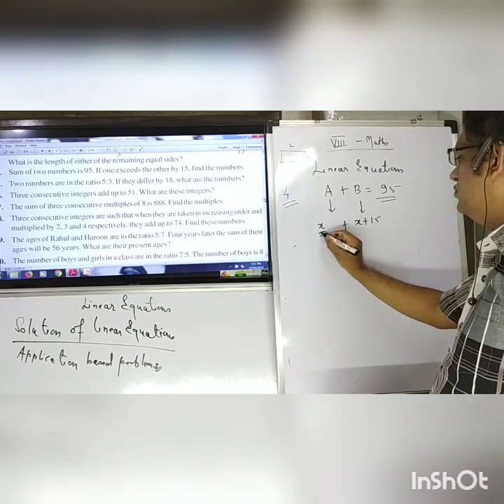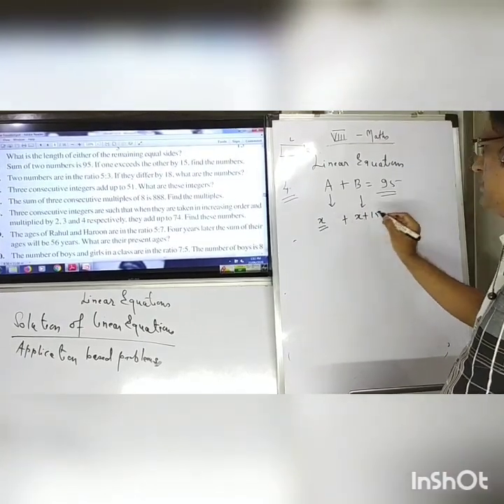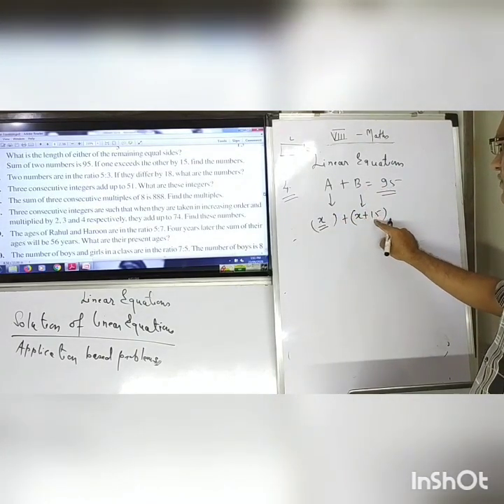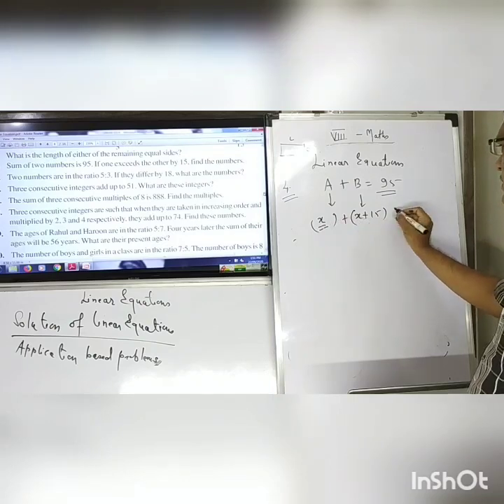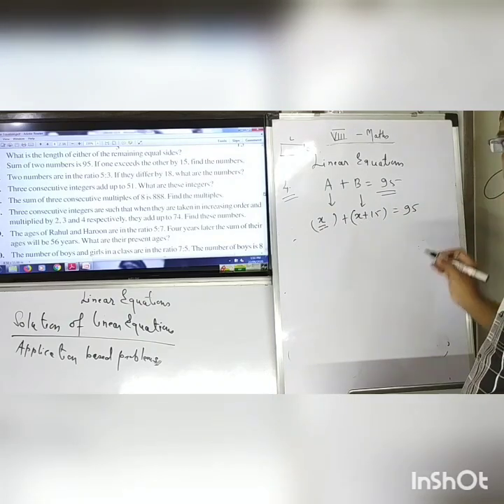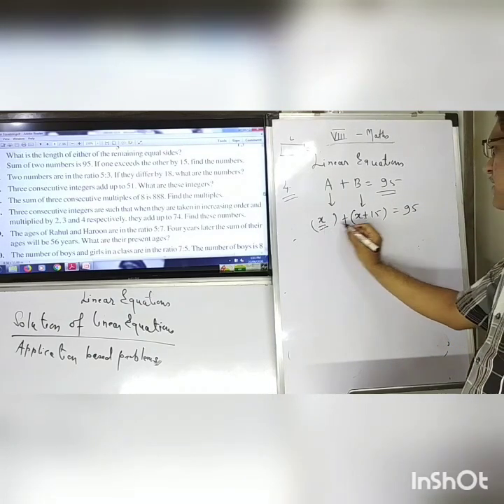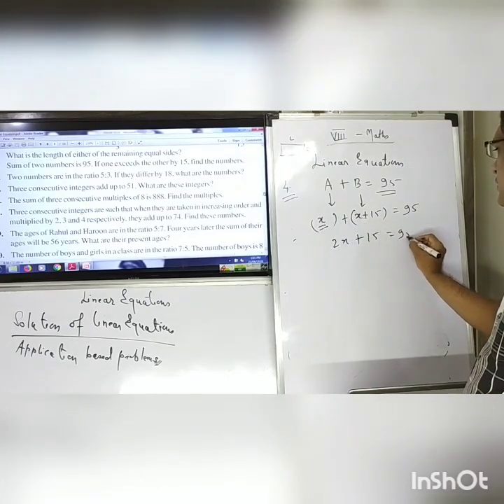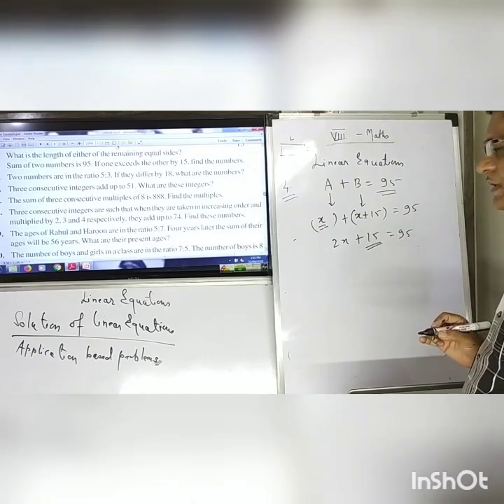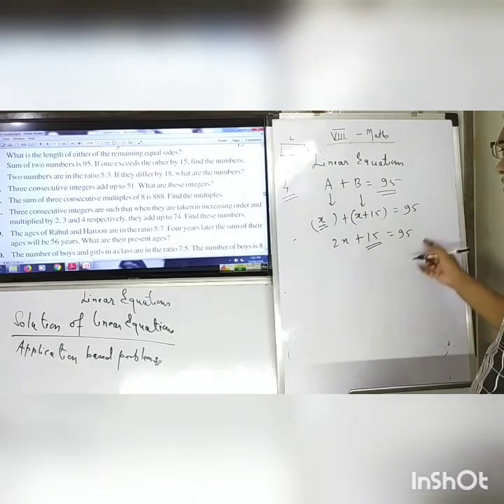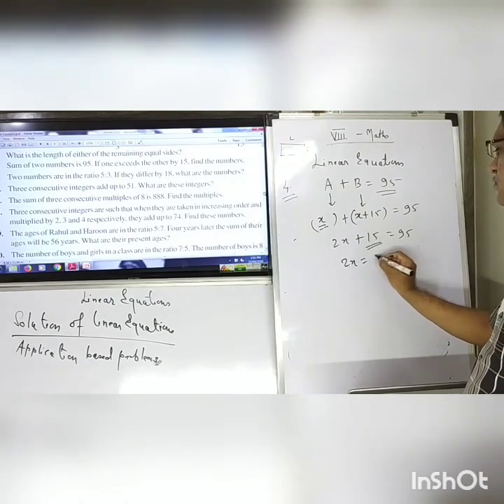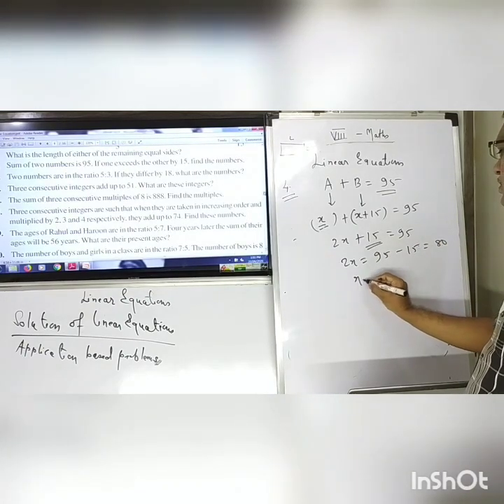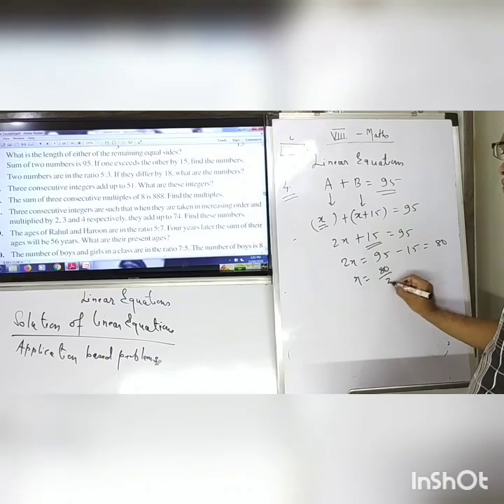Now these are the two numbers. One number is x and another number is x plus 15. This B exceeds A by 15, and the sum of these two numbers equal to 95. So this x plus x becomes 2x. 2x plus 15 equal to 95. Now this plus 15 is there. After transposing, this becomes 2x equal to 95 minus 15, that is equal to 80. So x equal to 80 by 2, that is equal to 40.